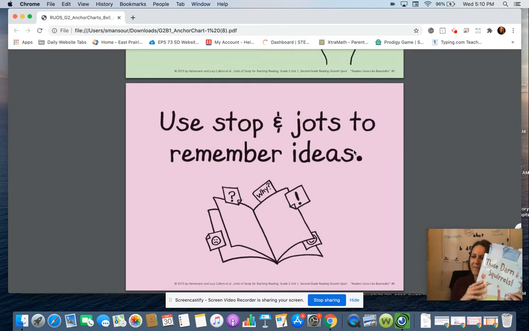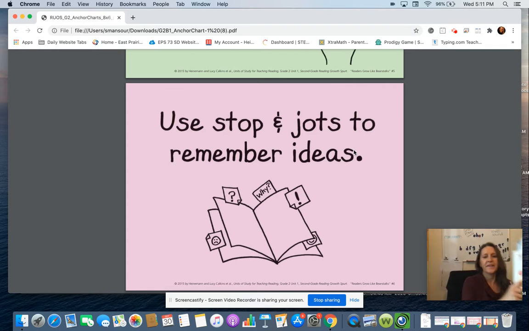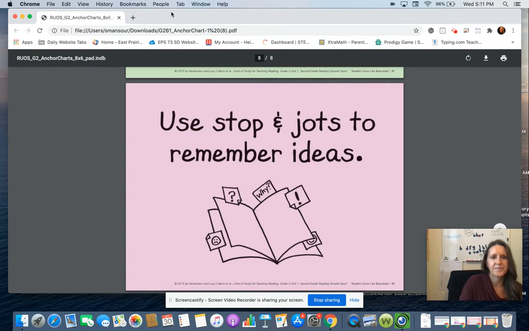So if you remember our book, Those Darn Squirrels by Adam Rubin, we're going to show you today how you can stop while you're reading and think about what it is that you're reading and then jot down your ideas. You can do this with your books in Raz Kids by stopping and using the annotation tool as well. So let's take a look at our book here.